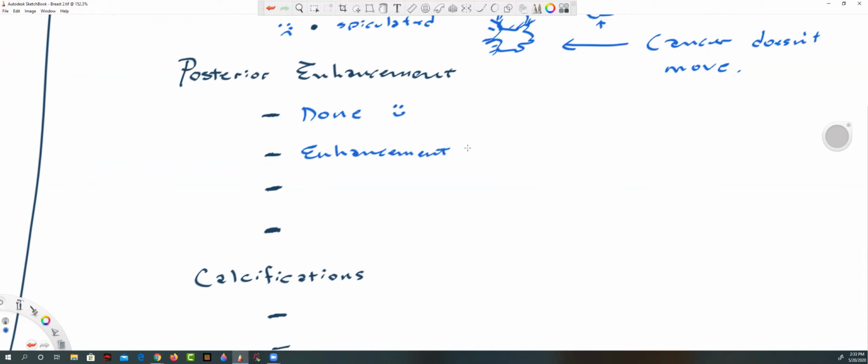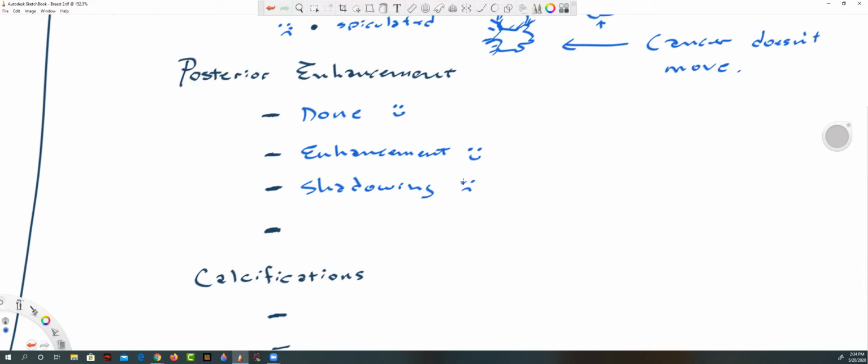Enhancement. That's a good thing. Obviously, behind a cyst, you're going to get enhancement. And behind a cancerous cyst, you're going to get enhancement. So enhancement's not always good. Shadowing, that tends to be bad.